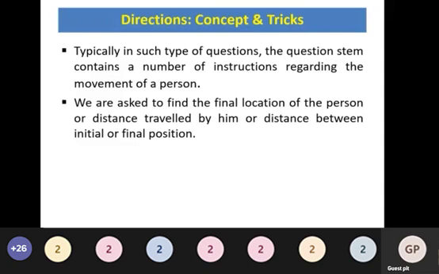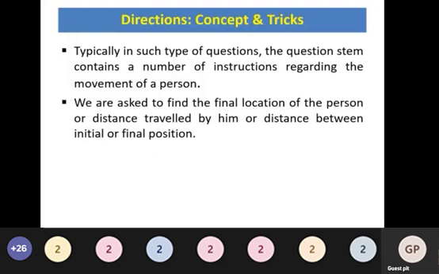Directions, the concept and tricks you're supposed to learn. This particular slide, and the next 4 or 5 slides, will tell you the concept and the tricks as far as directions are concerned, and you should have direction sense. That will make it easy for you to solve these questions as far as the GATE examination is concerned on the aptitude side.